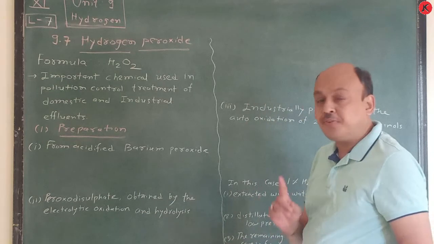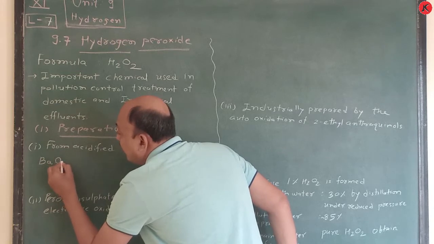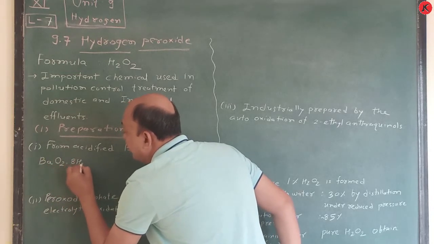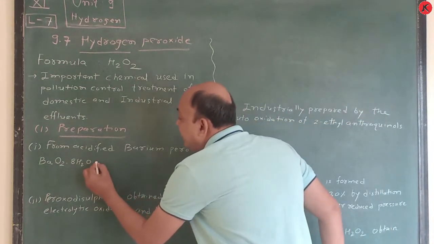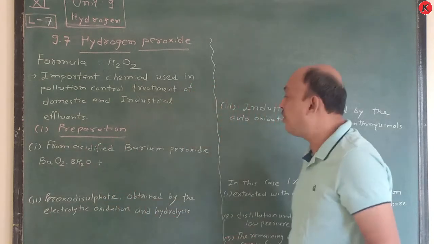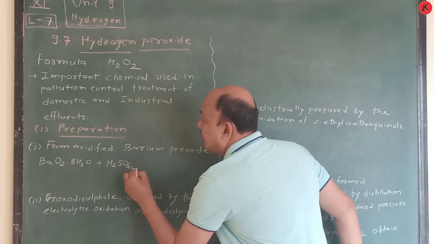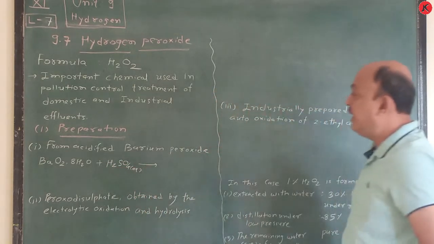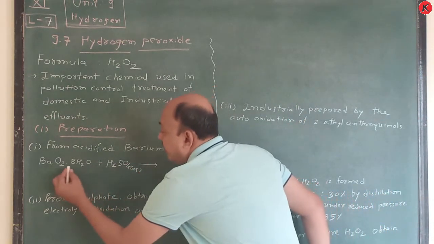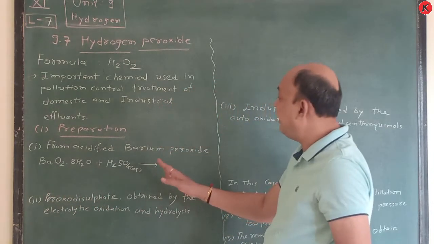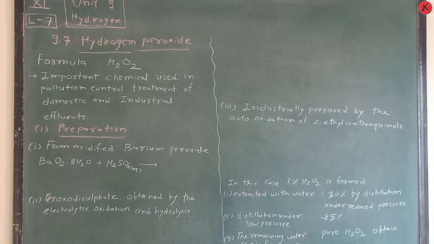First of all, write down the formula of barium peroxide. This is BaO2.8H2O. This barium peroxide reacts with aqueous H2SO4. Acidified means H2SO4 is taken. Heat is applied, and it is written that electrolysis is also carried out.